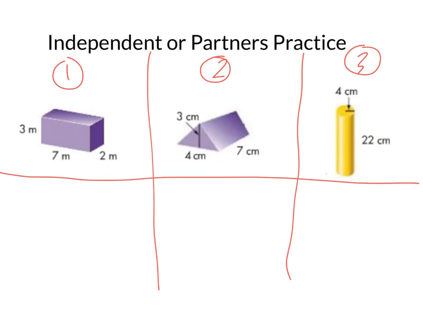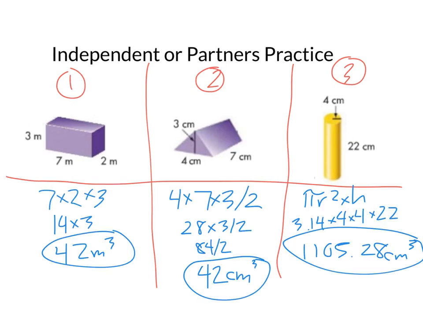Please try 1, 2, and 3, coming back for the answers in 3, 2, 1. Make sure that you already have the answers. Now we're going to check them. There are your answers for the independent practice. Moving on in 3, 2, 1.